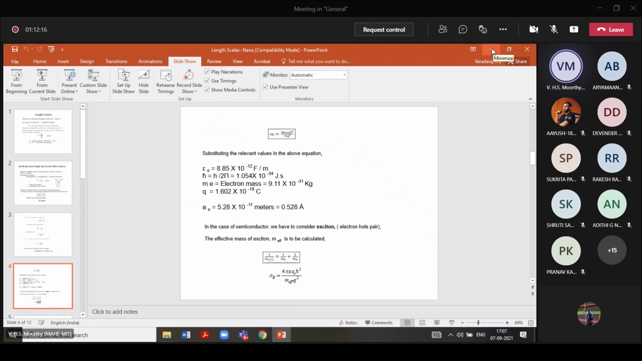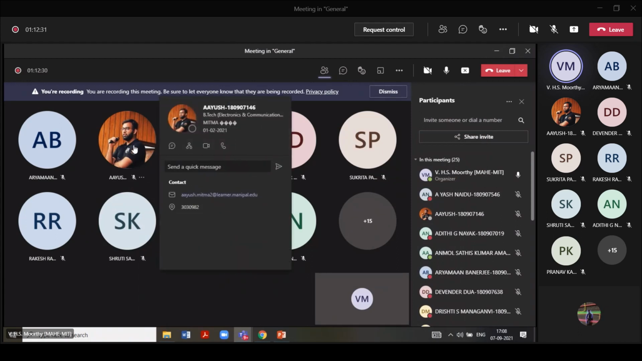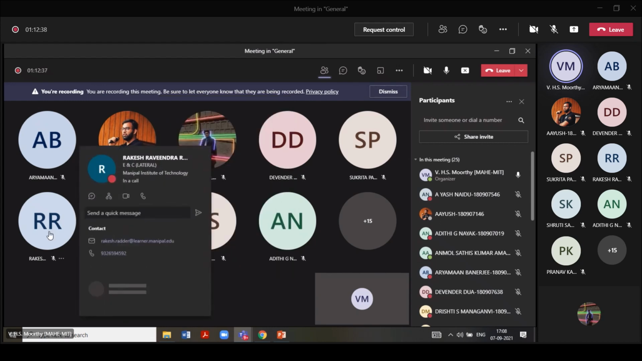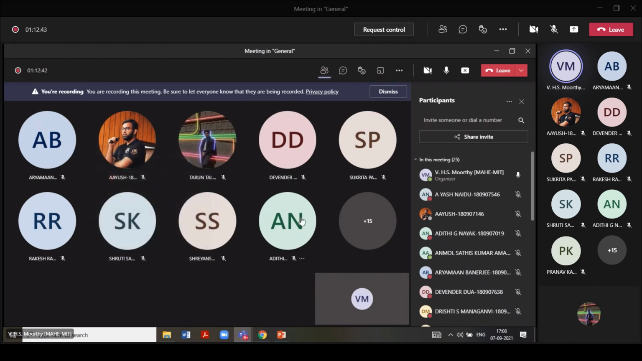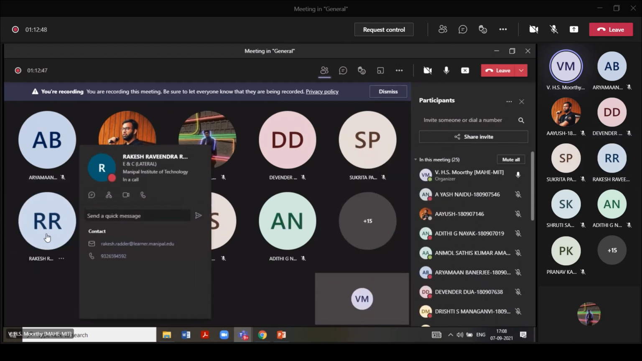Did you get the same thing? Yes, sir. Exactly the same? Yes, sir. Fine, very good. Okay, did any other people get it? Ayush? Rakesh? Aditi? Yes, sir. Who is that, Rakesh? Yes, sir. Did you get a similar thing?